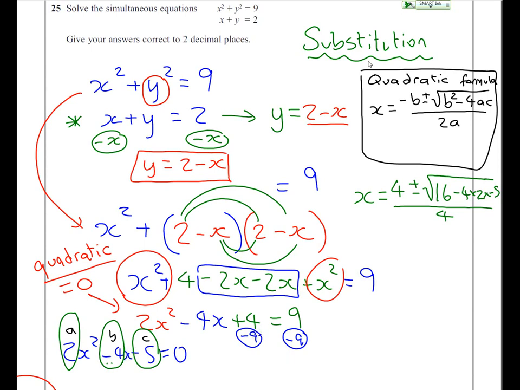And we can now put all of that in our calculator. We need to put it in twice. Once with the plus sign and once with the minus sign to get two answers. So let's first do it with the plus sign. 4 plus the square root of 16 minus 4 times 2 times minus 5. That's on the top of my fraction, then divide by 4. You can make your calculator look just like this expression. So for this one we get 2.87 to 2 decimal places.